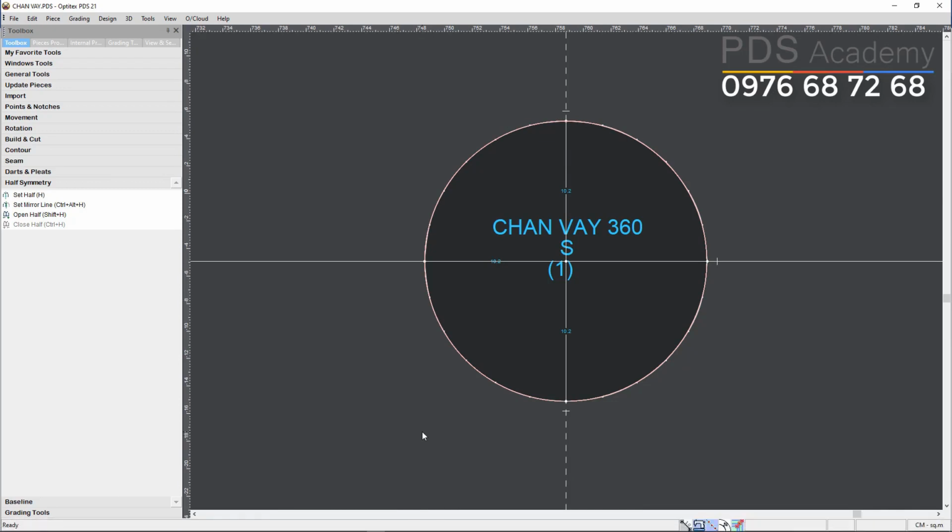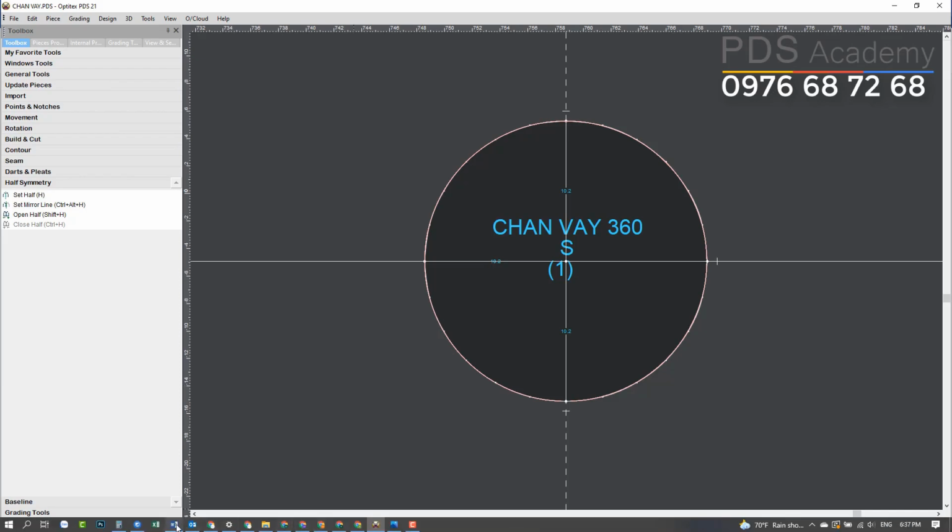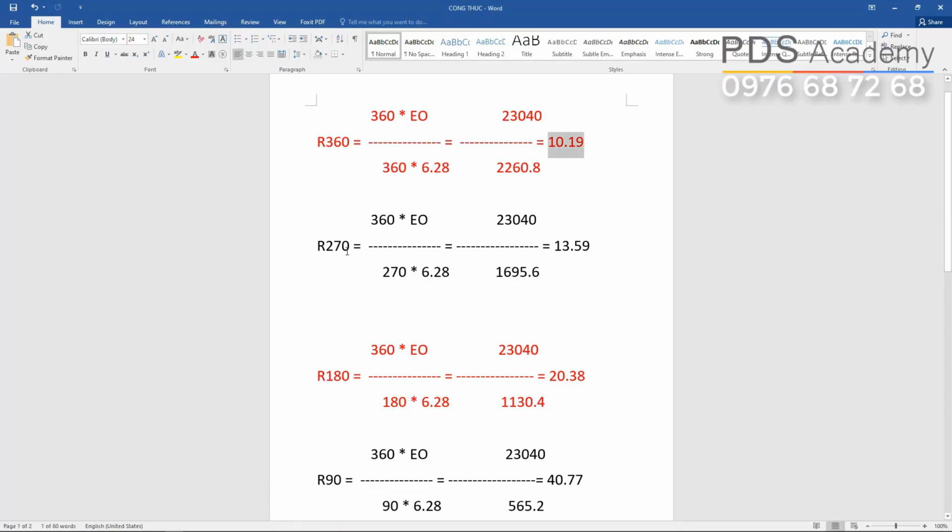Later on, besides this skirt, you can also apply it to other things. Other types of skirts like 150, 130 or 80 or 190 or even 220, you just apply my formula and it will be 100% accurate. Now let me explain the next line for you. R270 means a 270 skirt, right? It's still 360 times L, still equals this number. As for the line below, it will be 270 times 6.28 times 2 times pi, which equals 1,695.6.